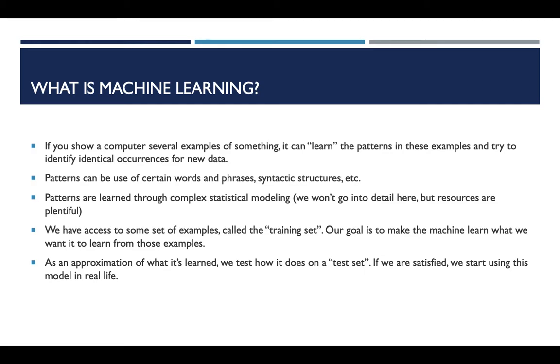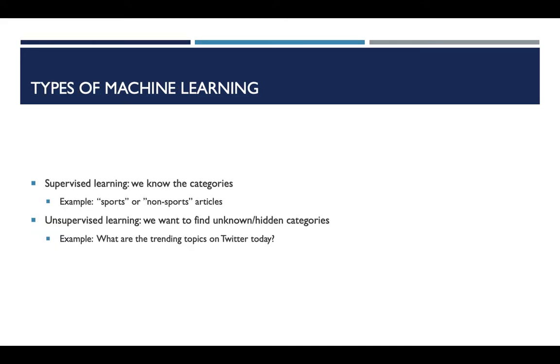And then if you're satisfied, you can start using it for real-life applications. If you're not satisfied, you can find another algorithm, for example. So there are 2 major types of machine learning. There's supervised and unsupervised. In supervised learning, we know what the categories are.